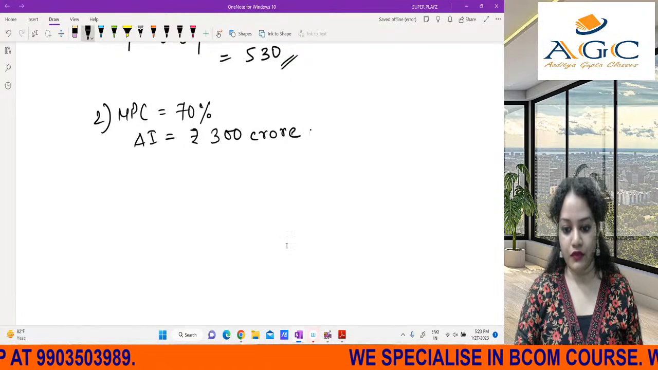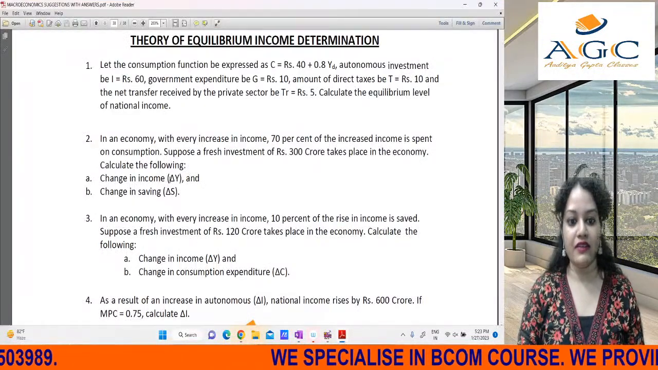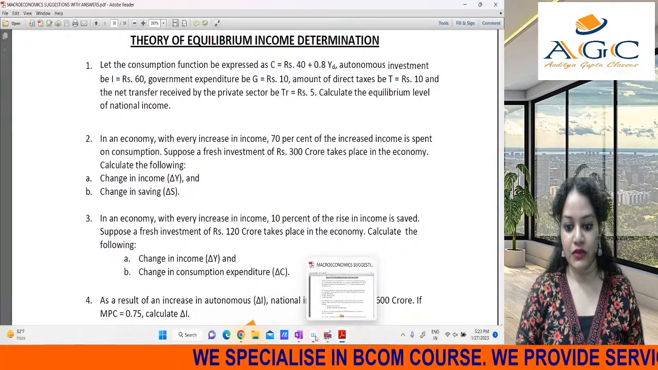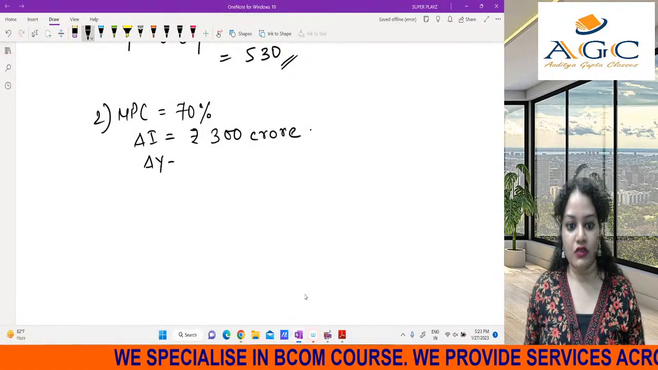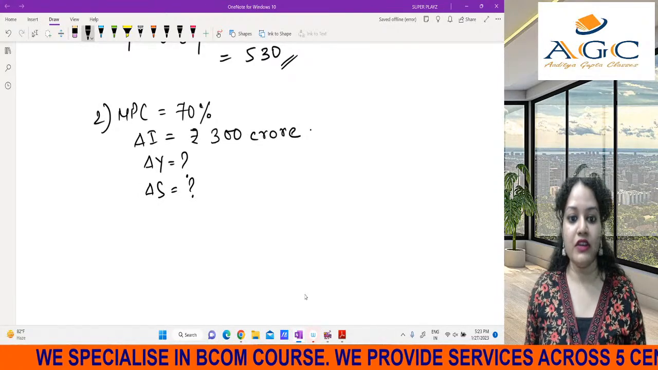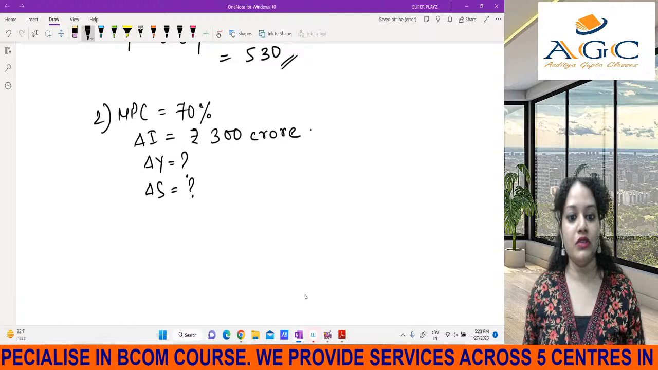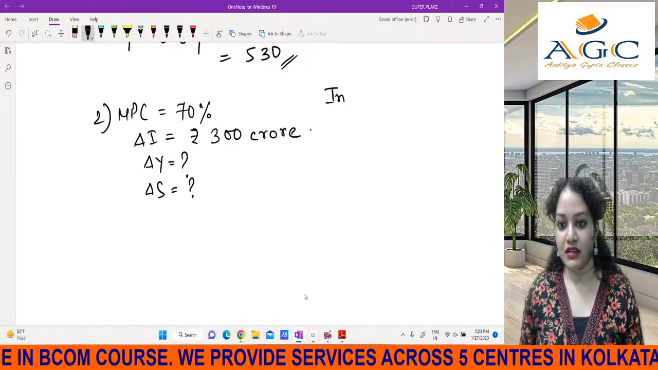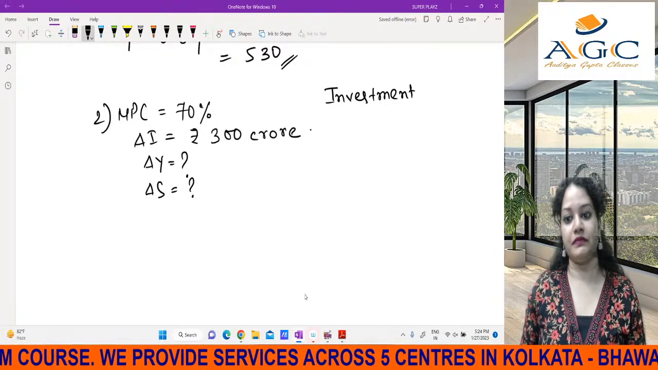Now what do you have to find out? We have to find out delta Y and delta S. Okay? So delta Y and delta S. We are not given the value of delta Y and we are not given the value of delta S. I am doing the sums because when we are doing the sums, certain concepts which I have still not done with you will be covered. Now see, there is a concept of investment multiplier, right?